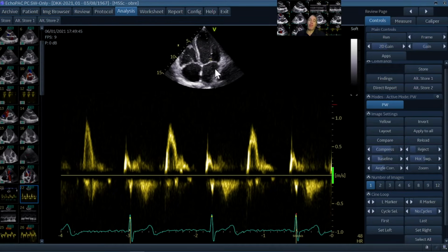In the apical four-chamber view, we typically activate the pulsed wave Doppler for the documentation of mitral inflow. The pulsed wave Doppler has a sample volume. It measures the flow just within the sample volume indicated by these two small bars here, and this is positioned at the level of the mitral leaflet tips.